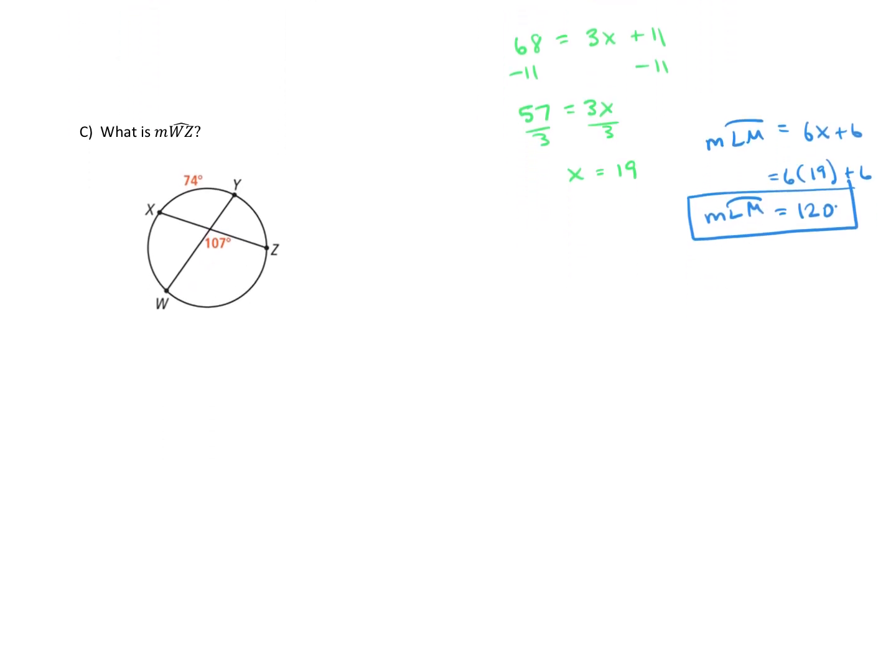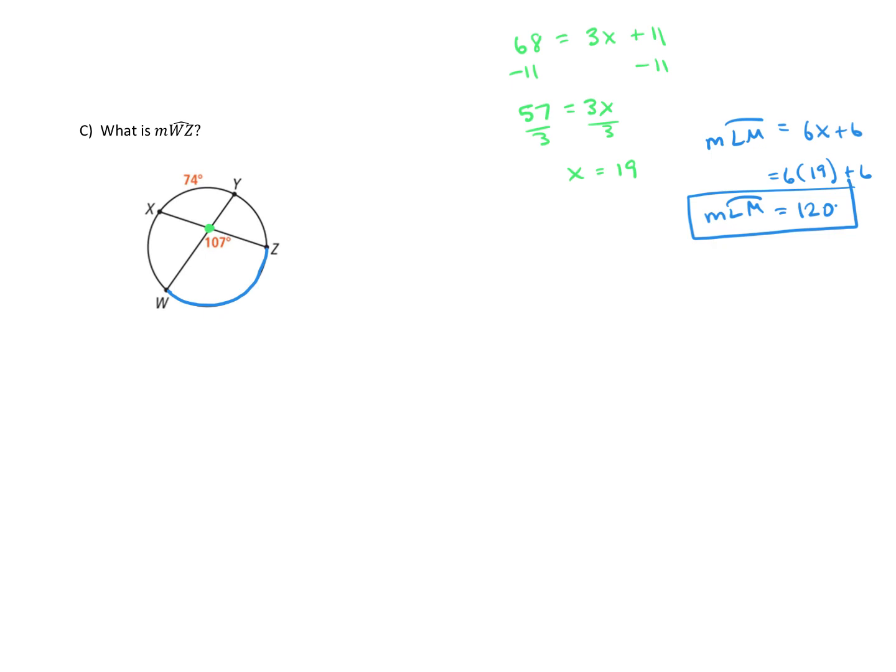All right, one more, part C. What is the measure of arc WZ? So let's find arc WZ in our picture. It's a minor arc, so we go the shortest route to get there. We want to follow the ends of arc WZ to see what angle that's associated with. So if we follow that in, we can see that that is being formed by this 107-degree angle.